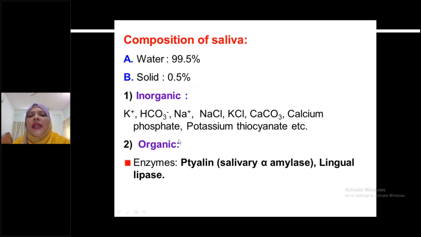Organic means the enzyme ptyalin, that is salivary alpha amylase. This is very important, the salivary enzymes. So the important constituents of saliva, you must tell: the enzyme ptyalin or salivary alpha amylase, and lingual lipase.